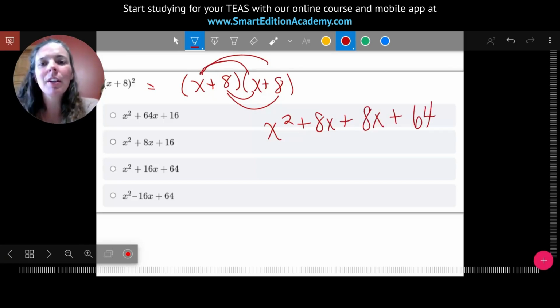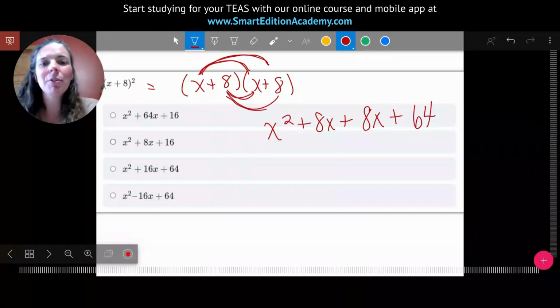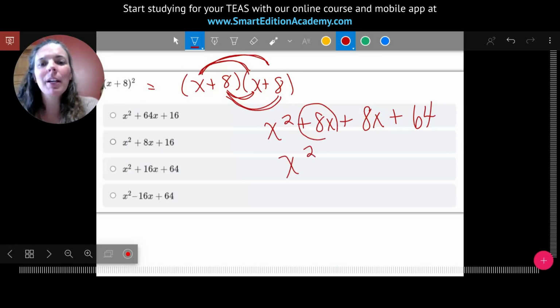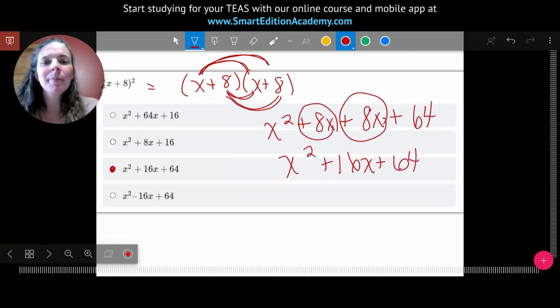Just following these little arrows that I set up for my distribution allows me to make sure I don't skip any terms. And when I combine my like terms in the middle, I get x squared plus 16x plus 64. Awesome.